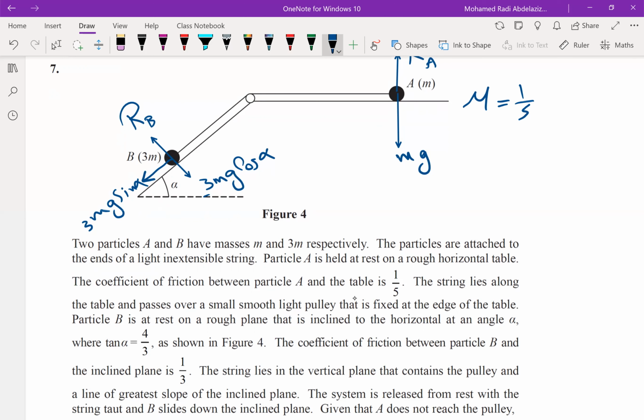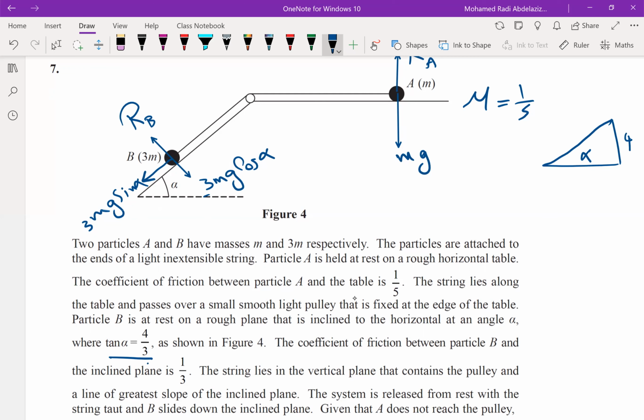The string lies along the table and passes over a smooth light pulley that is fixed at the edge of the table. Particle B is at rest on a rough plane that is inclined at an angle alpha, where tan alpha is given. It's better to show the exact value of alpha.